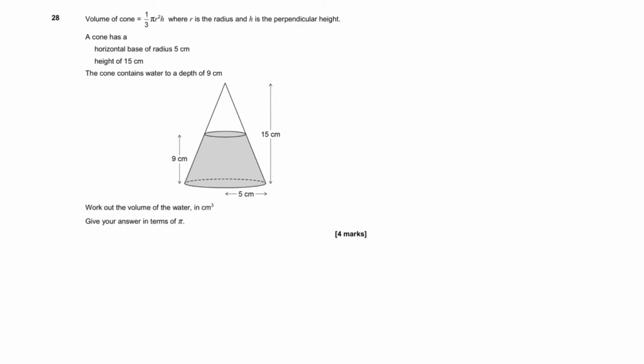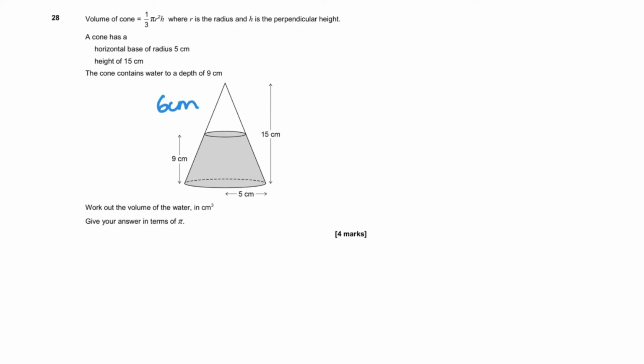So in the key points video, we talked about how the top section of a cone is similar to the whole cone. They have the same proportions. So we're going to use this information to help us find the answer. We're going to find the volume of the whole cone and then take away the volume of the top bit that's empty. If the height of the cone is 15 centimetres and the water has risen up 9 centimetres, the height of the empty bit must be 6 centimetres.